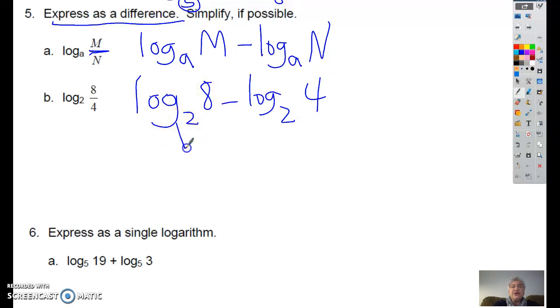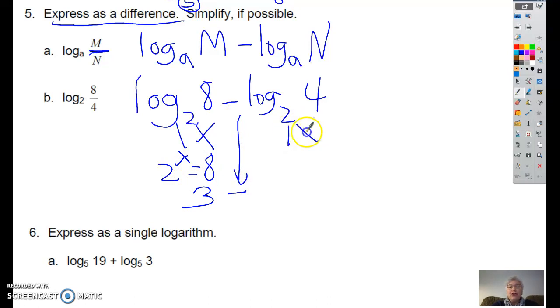This is, if I use my Roman numeral 9, 2 raised to the what power equals 8. The answer to this would be 3. Minus, I'm just carrying this down, Roman numeral 9 again, 2 raised to the what power equals 4. 2 raised to the second power equals 4. So 3 minus 2 equals 1. The answer to 5B.